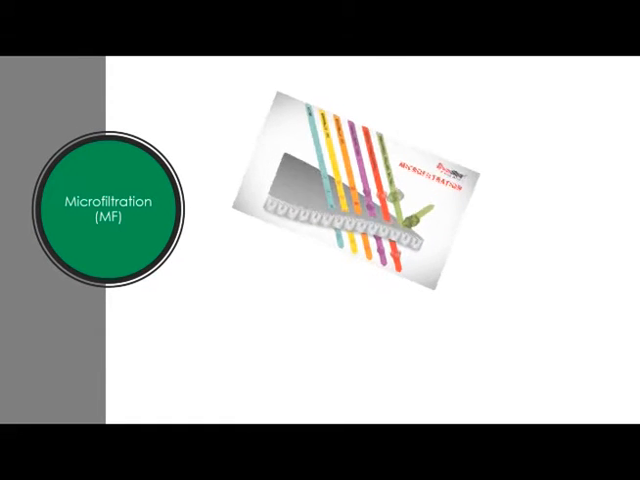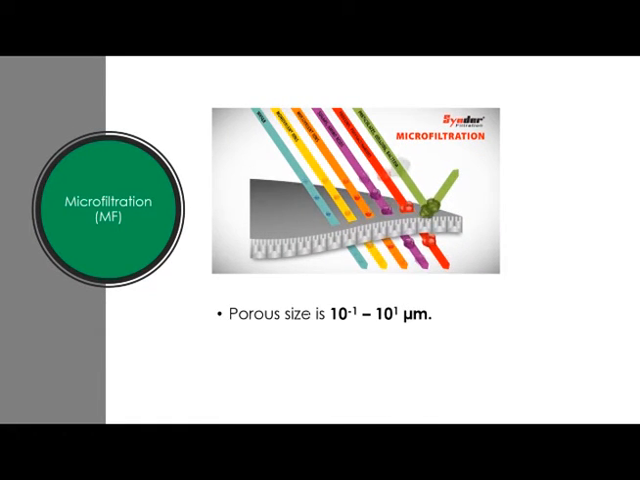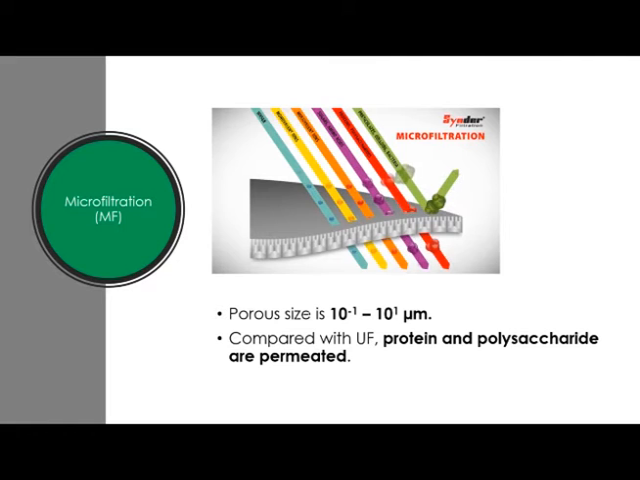The third membrane separation technique is microfiltration, MF. In microfiltration, the pore size is 10 to the power of -1 to 10 to the power of 1 micrometer. Compared with ultrafiltration, protein and polysaccharide are permeated in microfiltration.